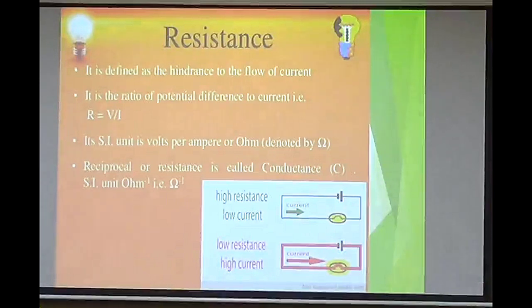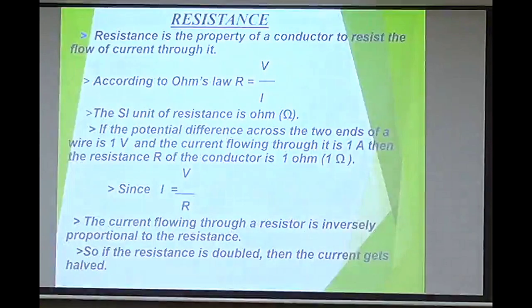Now if you look here, R is equal to V upon I. So if there is high resistance, the current will be low. And if you have a low resistance, the current will be more. So resistance and current have an inverse relationship. By increasing resistance, you can decrease the current. Next, resistance is the property of a conductor to resist the flow of current through it. According to Ohm's law, R is equal to V upon I.